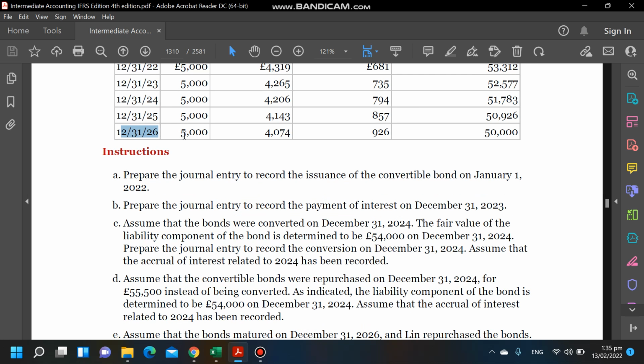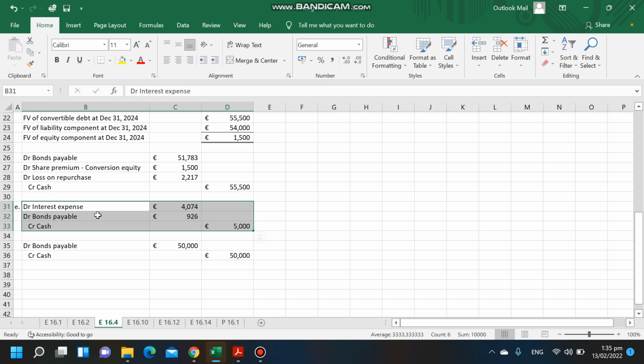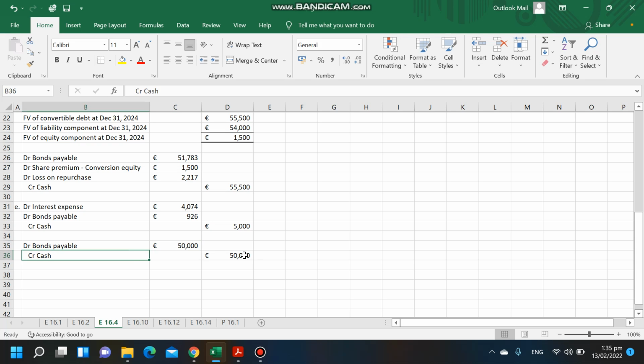So we go on to December 31st, 2026. The data is here. So you debit interest expense 4,074, debit bonds payable 926, credit cash 5,000, and then you can record the repurchase. So if it is at maturity, debit bonds payable 50,000, credit cash 50,000.